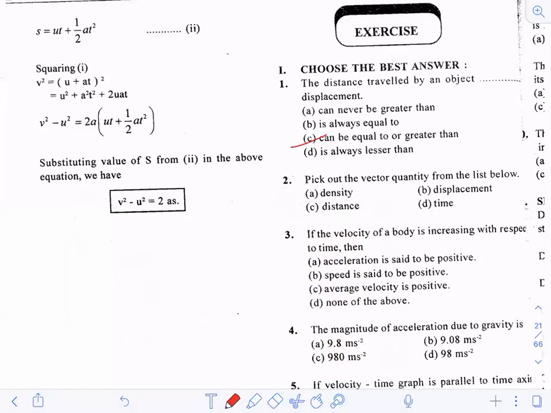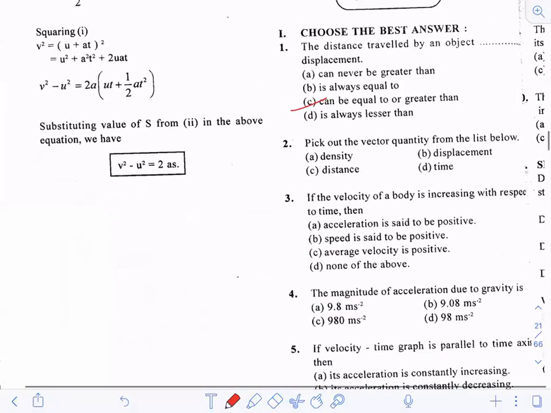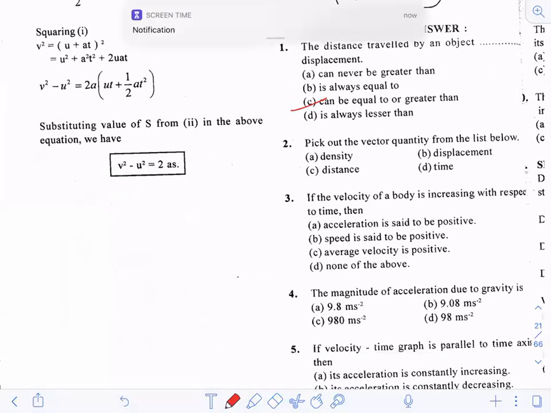Question number 2. Pick out the vector quantity from the list. Yes. Is it option B?